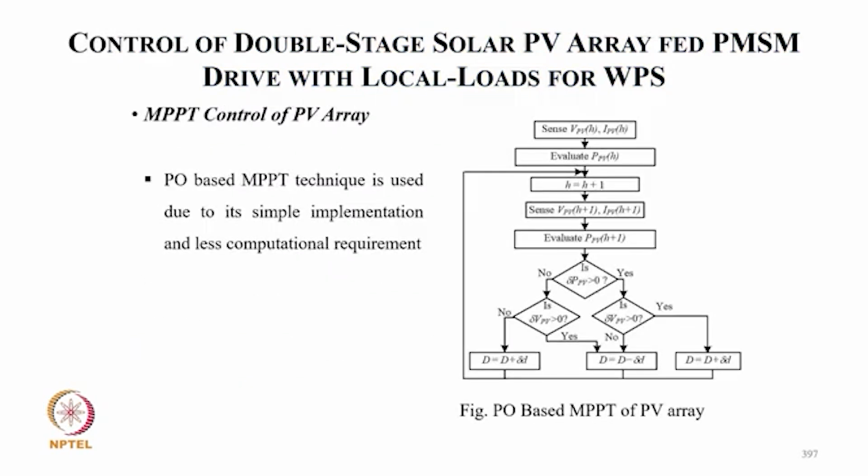And this is the MPPT of the PV array. So the perturb and observe based MPPT technique is used due to simple implementation and less computational effort. So here it senses VPV, IPV, and evaluates the power, and if power is increasing or decreasing, accordingly it resets the duty cycle, increasing or decreasing.